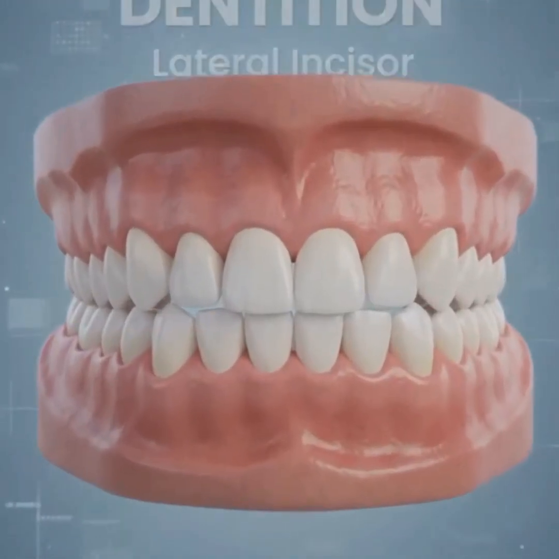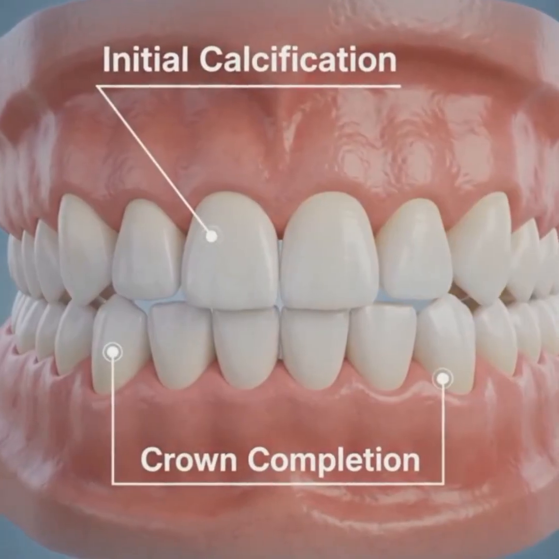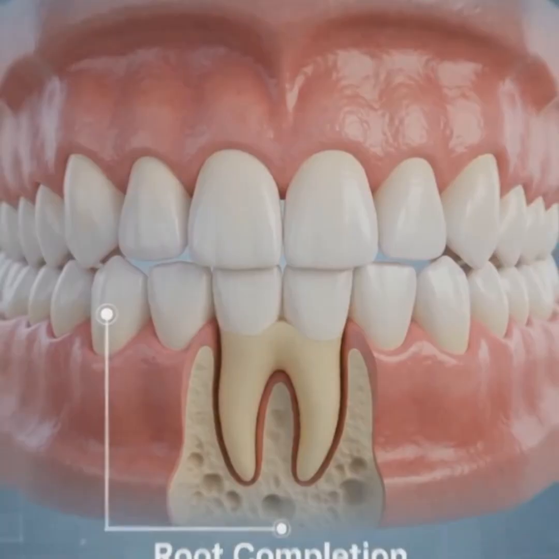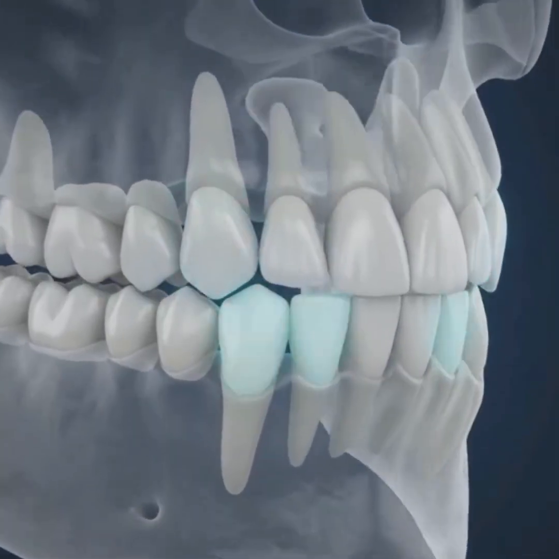Calcification begins at 3 to 4 months. Root completion finishes. Deciduous dentition, the canine.